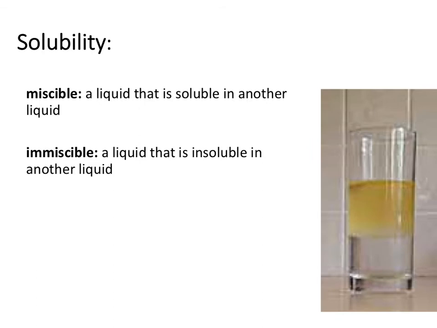So the phrase miscible refers to basically a liquid solute that is soluble in another liquid. Something like alcohol dissolving in water, that's an example of a miscible solution. Immiscible, like oil and water, is an example where you don't have the mixing process. So these are two vocabulary pieces that you should be familiar with because they may come up later.